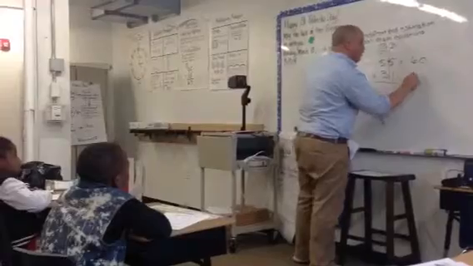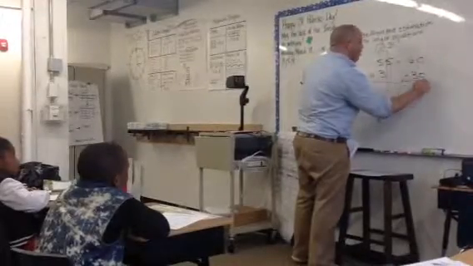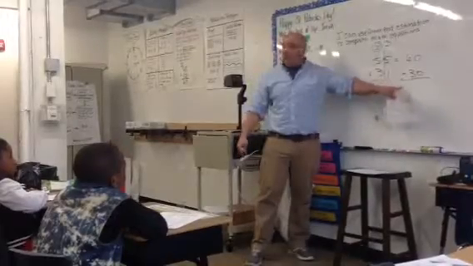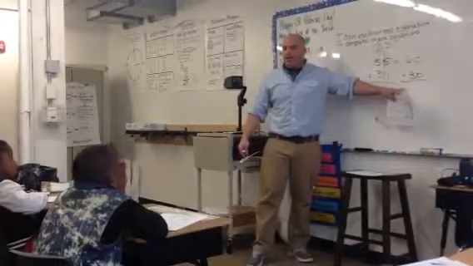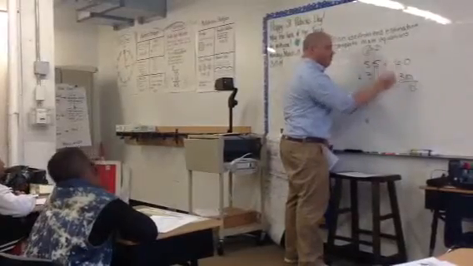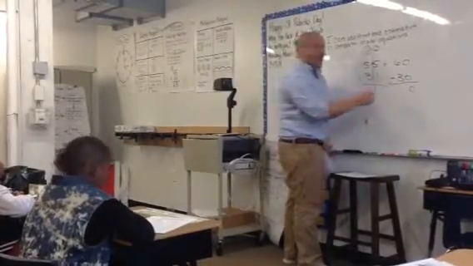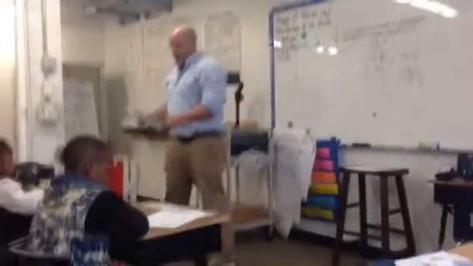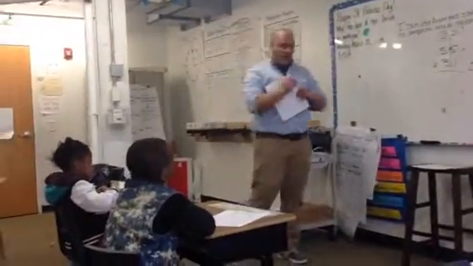So if I told you to round to the nearest 10, and it's 60 plus 30, it's estimation, you're rounding, it comes out to what? 90. Very good.